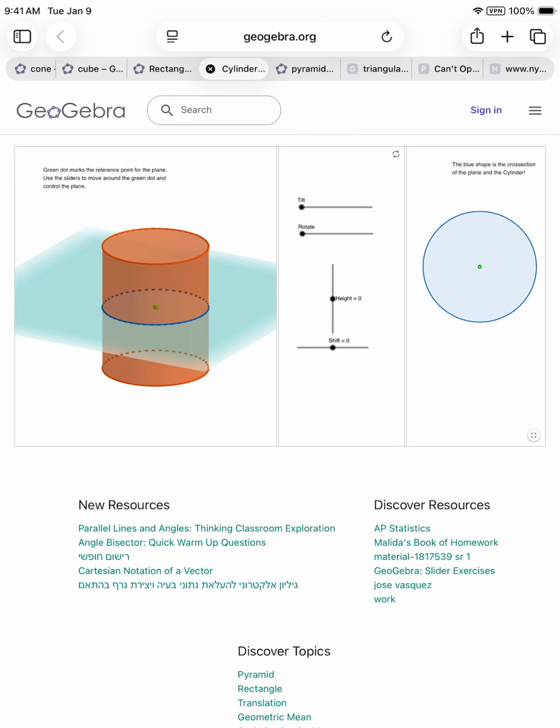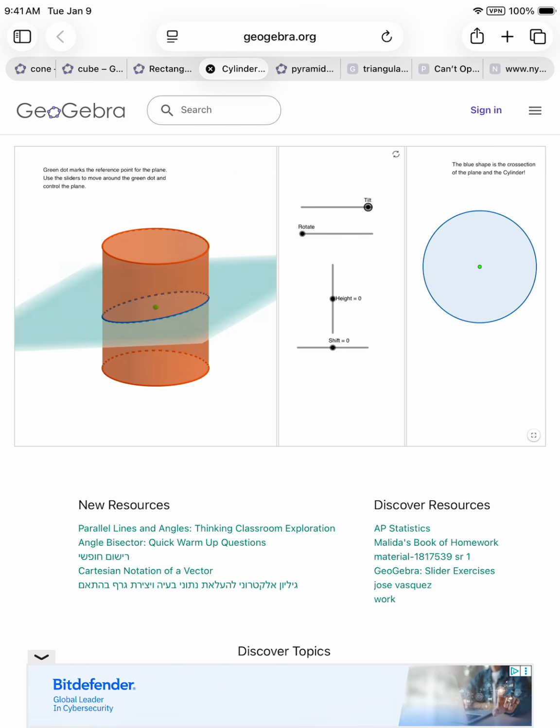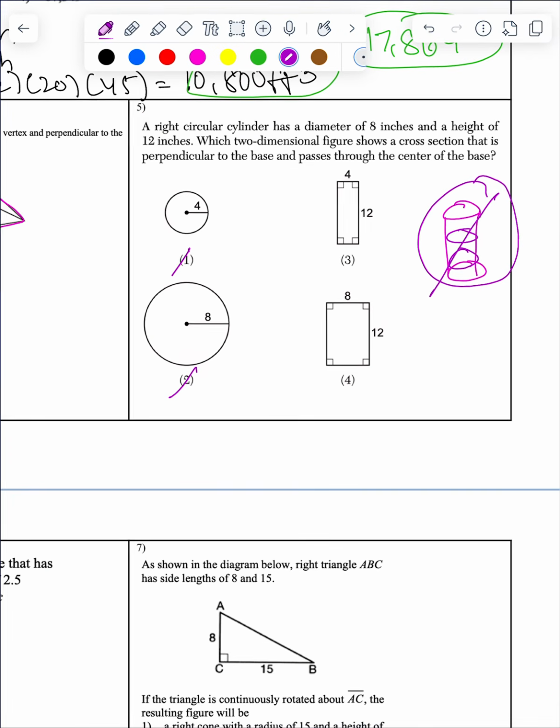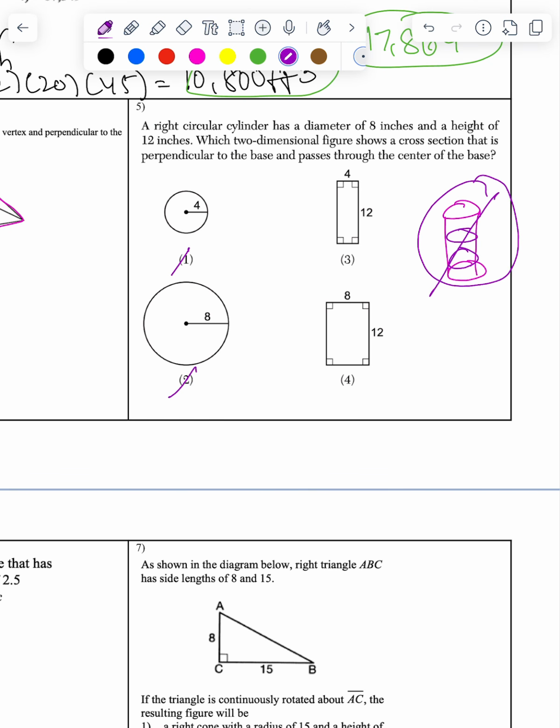So I can show you guys why the answer is the way that it is. I'm going to tilt this so it's perpendicular to the base. And notice how the cross-section slice spans the entire diameter of the circle. So that's why it might not be so clear why the correct answer is 4.